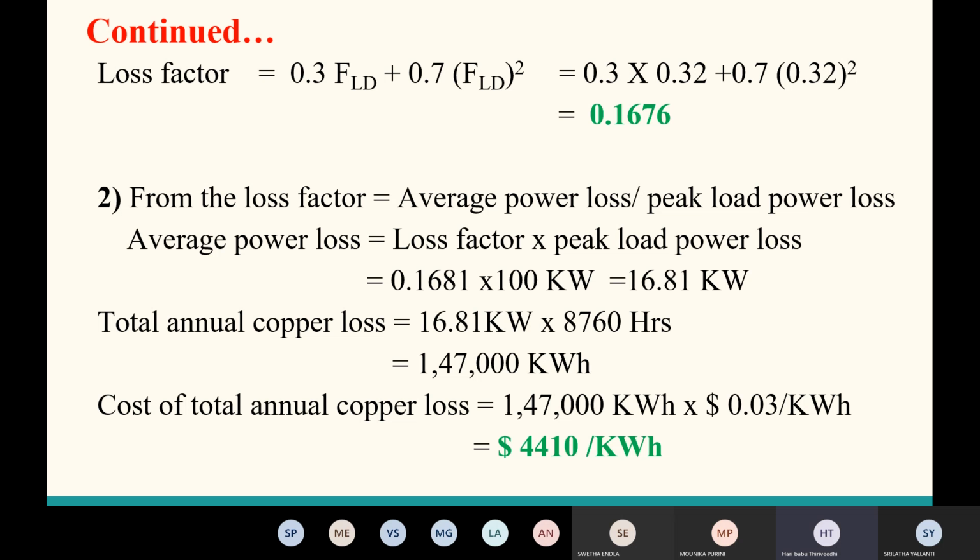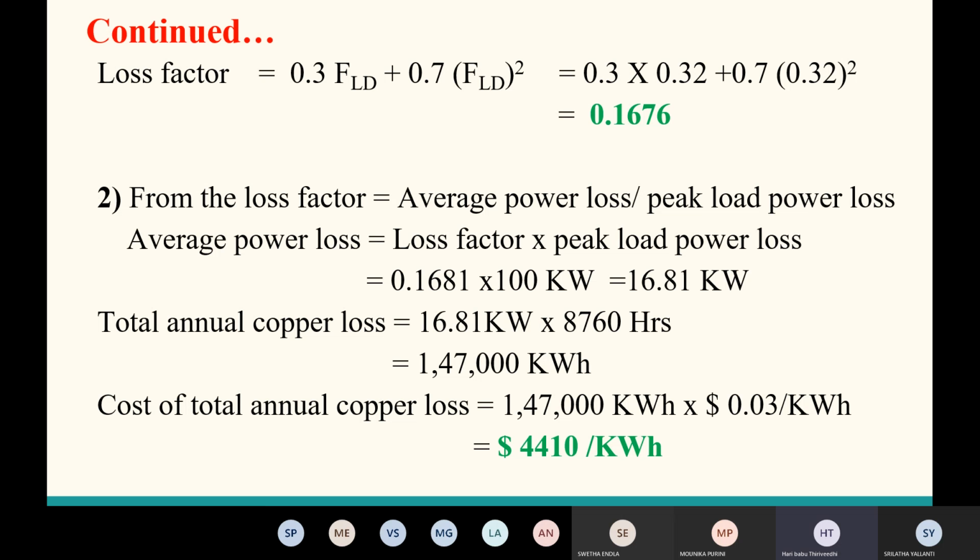From the loss factor formula, loss factor is equal to the average power loss divided by the peak load power loss. Therefore average power loss is equal to loss factor multiplied by the peak load power loss. So 0.168 multiplied by the peak load power loss of 100 kilowatt. So the average power loss is 16.8 kilowatt, same as the previous problem, with only one change. Now this value must be multiplied with the $0.03 value.